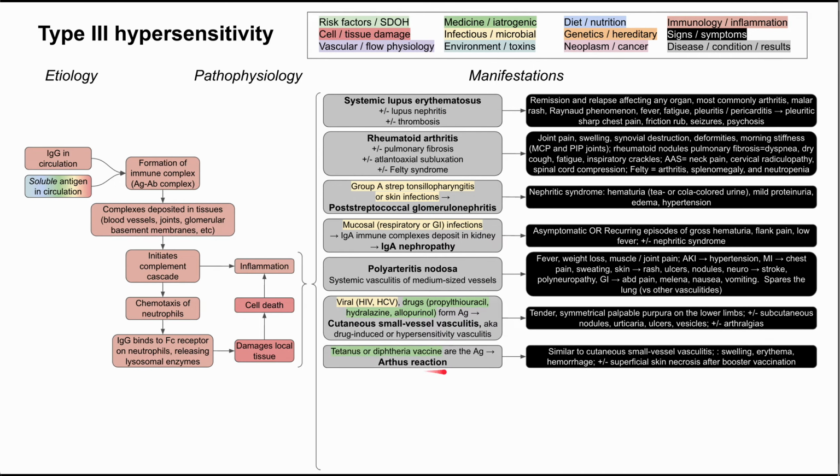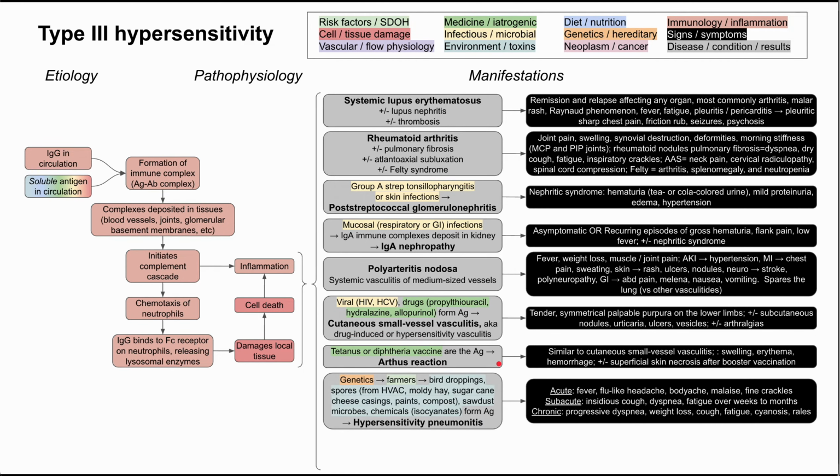Next is Arthus reaction. This is a disorder that's triggered by the tetanus or diphtheria vaccine, which actually creates the antigen for the Arthus reaction, and it's quite similar to cutaneous small vessel vasculitis. They have similar symptoms, so they'll have swelling, erythema, hemorrhage. They might even have a superficial skin necrosis after the booster vaccine for Tdap, for tetanus and diphtheria. But it's essentially a type 3 hypersensitivity reaction that's occurring after somebody gets a tetanus or diphtheria vaccine. Presents similar to cutaneous small vessel vasculitis.